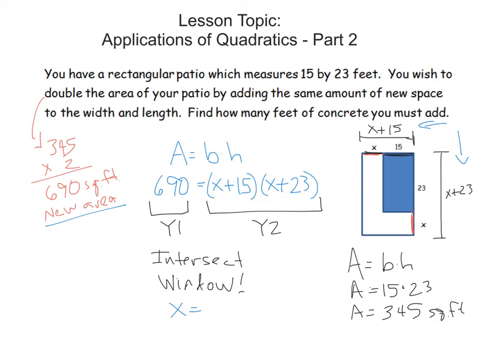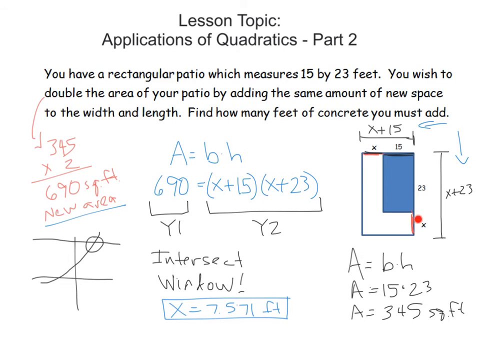Again, if you change that y1 window, you're going to end up seeing a parabola. This is like 690 up here. You're going to see a parabola coming around through like so, and you're going to end up getting this value here for your intersection, which is 7.571, and that's in feet. So that's how much we would add here and here to get our new base and our new height. That would give us 690 square feet, because that is doubling the current size of the patio.